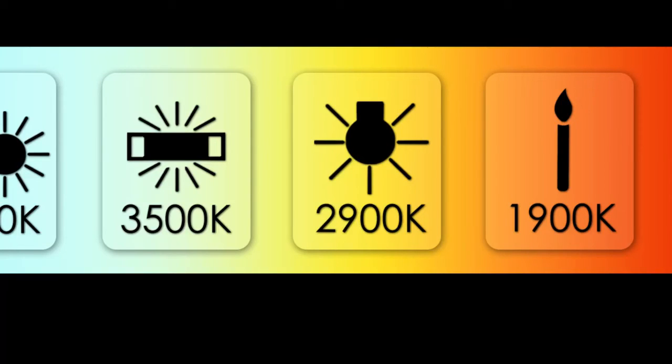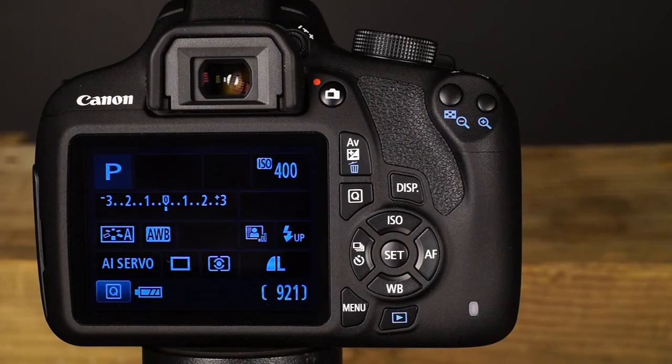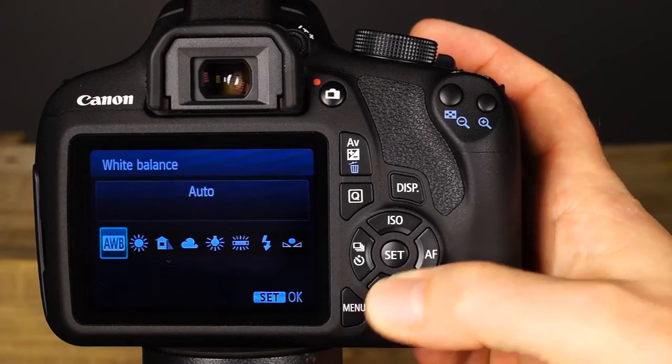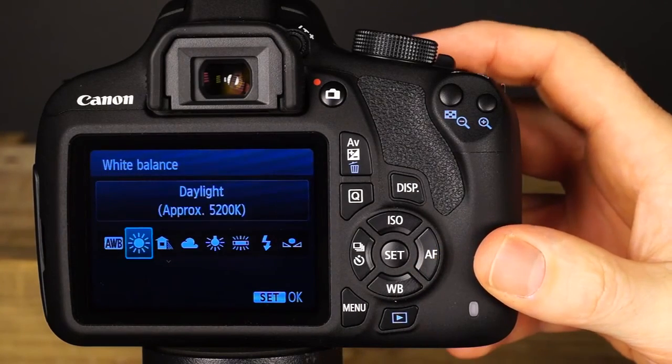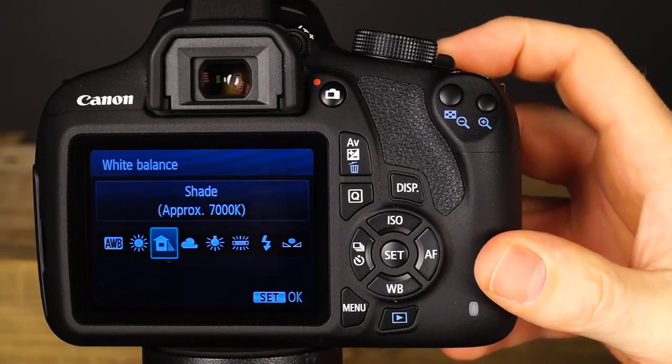These types of shooting situations are found on the lower end of the spectrum and produce greater amounts of warm red tones and lesser amounts of cool blue tones. To access the white balance settings, press the white balance button and rotate the main dial or use the cross keys to make your selection.